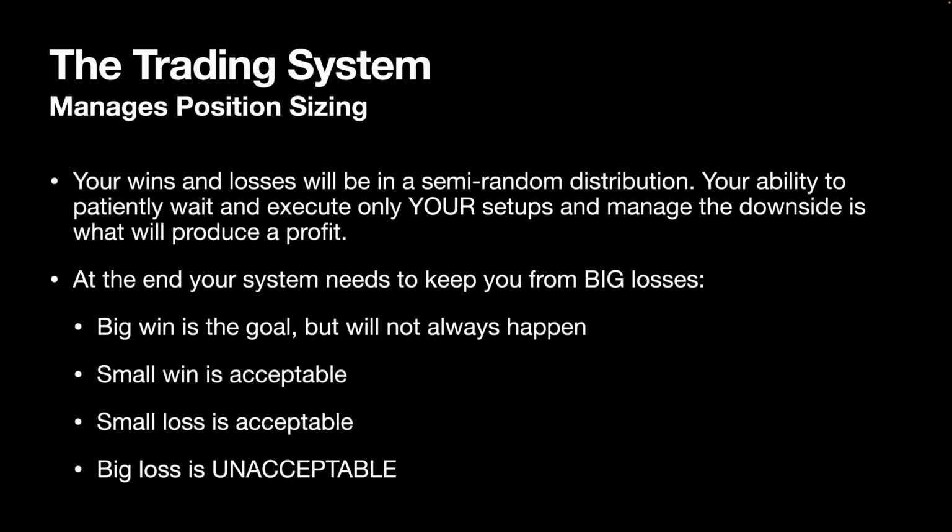Okay? The other person, person B, wins 9 out of 10 trades, right? But the one loss is a massive loss. They're a 90% win rate trader that's unprofitable. So your ability to manage the downside is equally critical to your ability to execute against the setups that you see, the entry criteria that you see. And so at the end of this, the system needs to keep you from taking big losses. Big win is the goal.